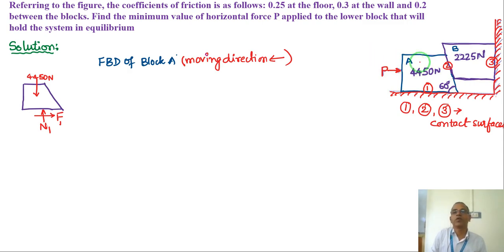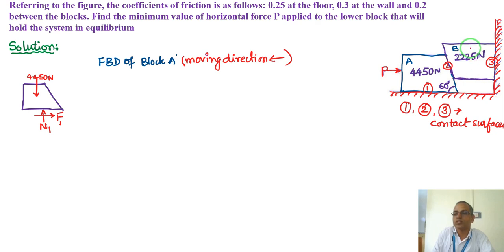So the way we have to understand this problem is that this block is trying to come down. Find the minimum value of the horizontal force applied to the lower block that will hold the system in equilibrium. That means I need to hold on to this block. I just have to maintain it. I don't have to push this, right? Otherwise it is going to fall down.